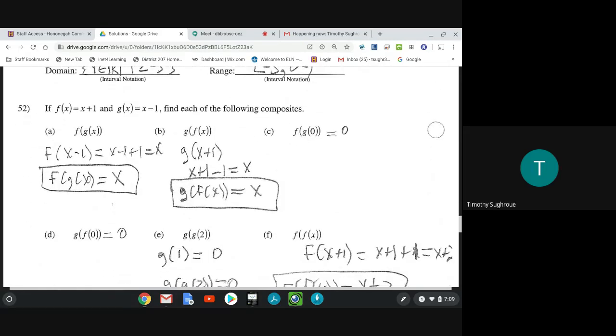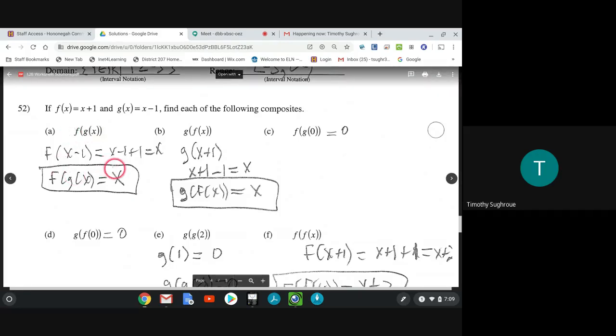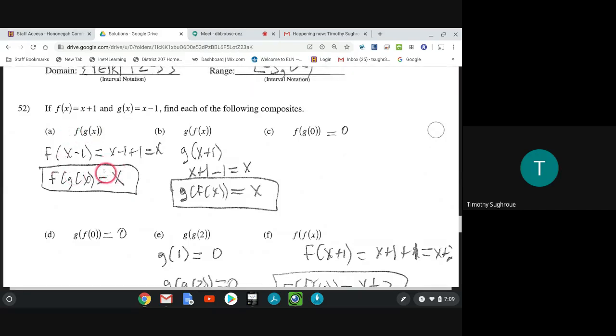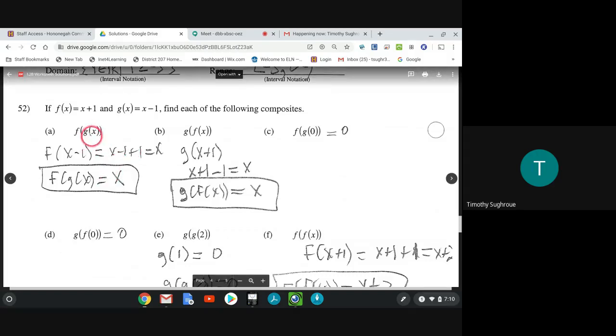All right, composites. f of g of x. These you should have covered extensively in Algebra 2 and pre-calculus. So on this particular problem, I'm taking x, I'm plugging it into the g function. What comes out when x goes into the g function? x minus 1 comes out. So that's the new input into the f function. Whatever the output of g is becomes the input of f. So x minus 1 is coming into the f function. Well, the f function says whatever comes in, add 1 to it. x minus 1 plus 1 is x.